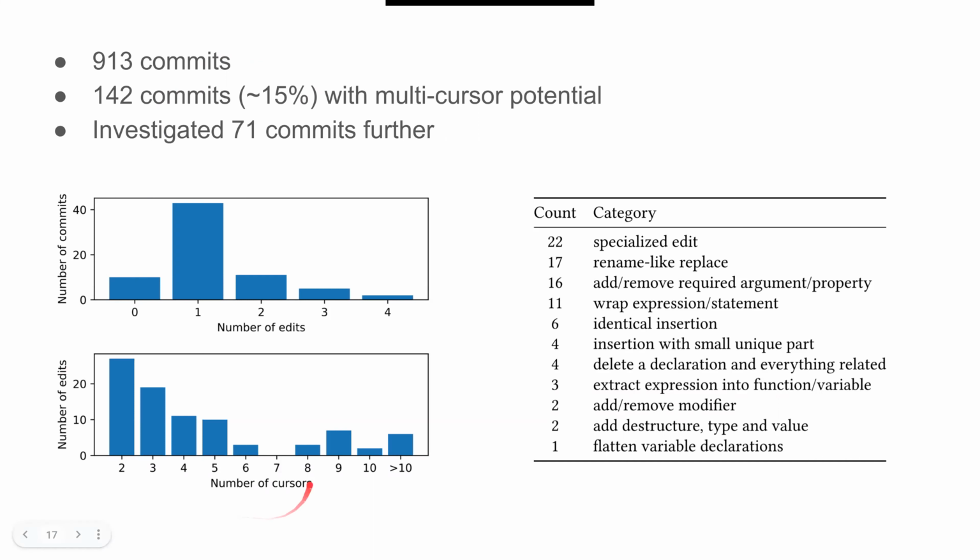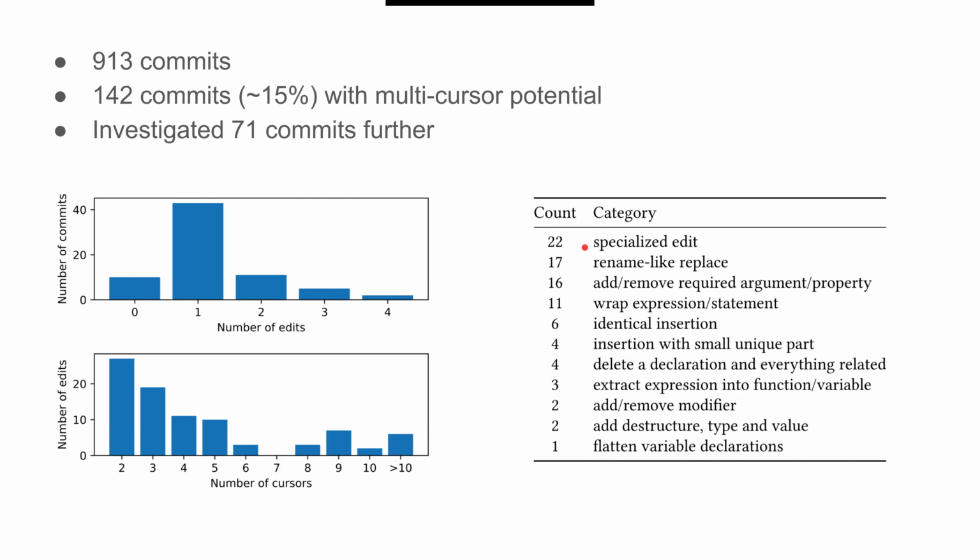So what the second plot shows is an estimated number of cursors that would be used to perform each multi-cursor edit. And as you can see, most edits are performed using a small number of cursors, 2 to 5. Finally, on the right here, we have a table showing the category of each edit which we investigated. I don't have time to explain all of these categories here, but I want to discuss the specialized edit category, since this is the most vague one.